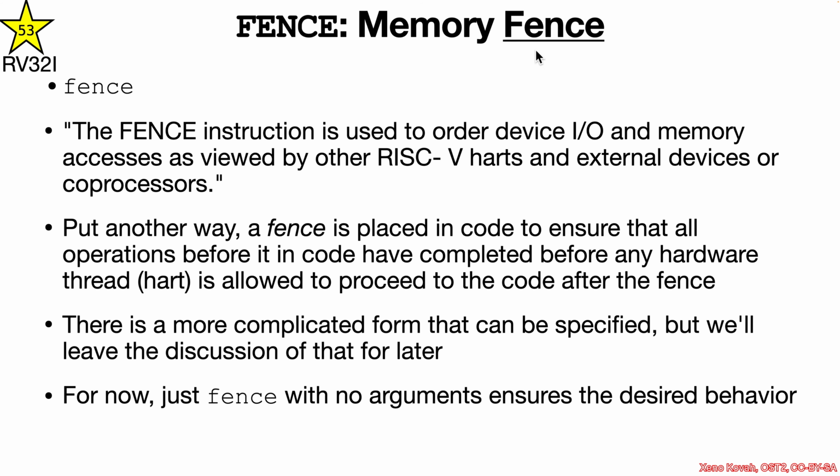Starting with fence. Fence is a memory fence, and the fence instruction is used to order device I/O and memory accesses as viewed by other RISC-V harts and external devices or coprocessors. Another way of putting it is that a fence is going to be put into the code to make sure that everything before the fence in code has to have completed any of its device I/O or memory accesses, whether it's read or write. You have to complete that stuff before you pass the fence, and only then are you allowed to proceed. And that makes sure that all the other hardware threads or harts are able to see stuff equally. Like they're not going to see different things depending on which one sees some read or write having occurred first.